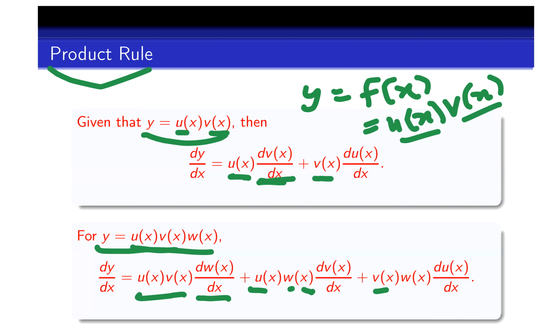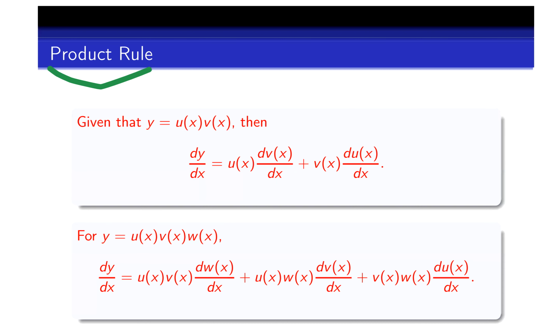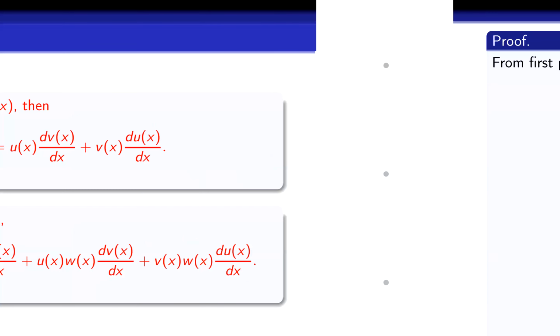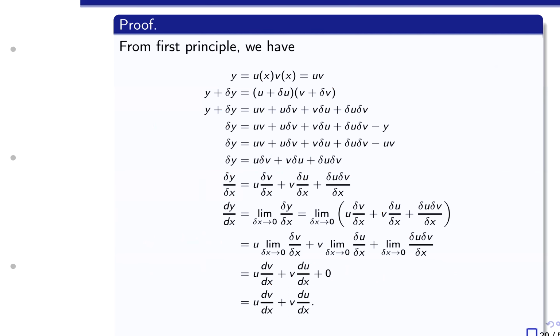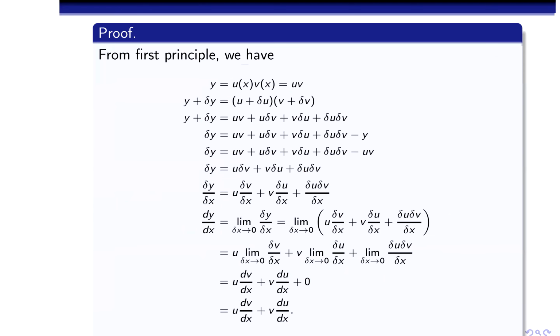But then how did this come about? You see, everything always comes from first principle. So how did we come about the fact that if you have uv, you should have u dv dx plus v du dx? Let's see how that came from first principle that we saw in the first video for differentiation. That's video 5 altogether overall for calculus.